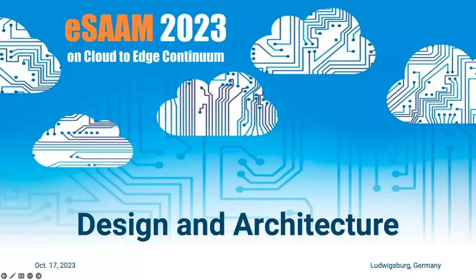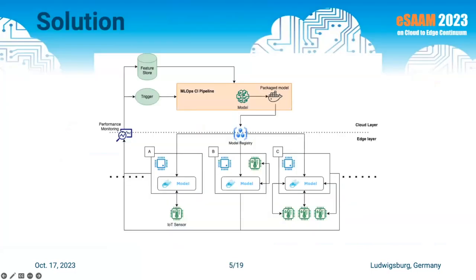So just to take you through how we designed this solution. This is the architecture of our system. As you can see, we have two layers called the cloud layer and the edge layer. The main component of the cloud layer is the MLOps CI pipeline, which essentially takes in data from our edge devices. It produces a machine learning model, packages it into a Docker container, and pushes it into a registry, which is then pulled by our edge devices.